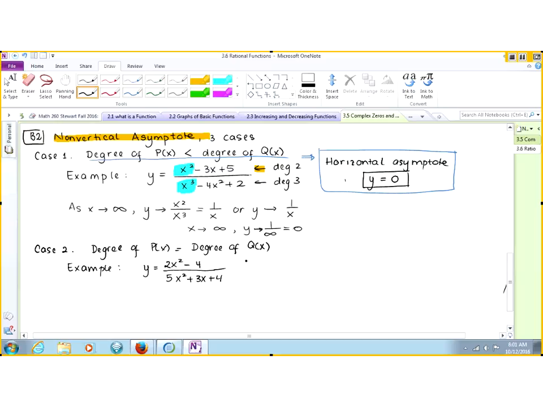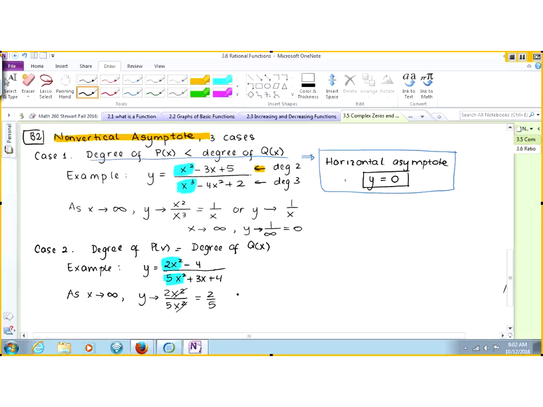All right. So what happens as x goes to infinity? What do you think? Which ones matter? Only the leading terms matter. So x squared is going to be really, really large compared to x and compared to the constant 4, compared to 3x, compared to negative 4. So y will go to 2x squared divided by 5x squared. When you divide, what do you have? 2 over 5.